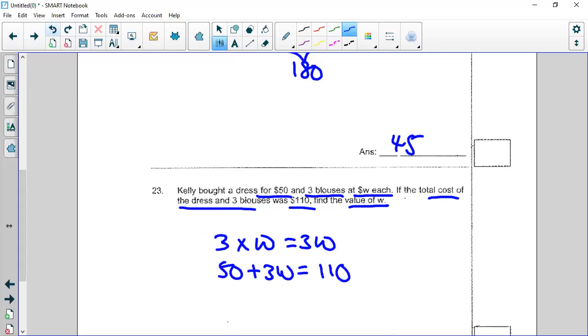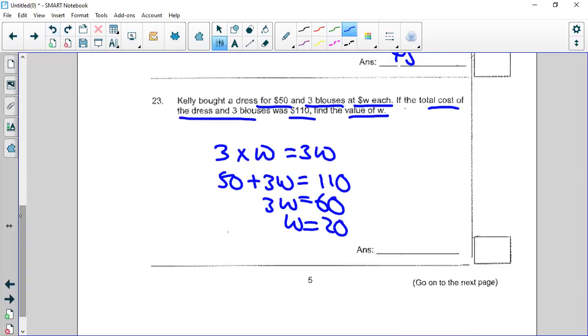Do you know how to do already? Then 3W or 3 units is equal to 110 minus 50, that'll be 60. Then 1 unit or 1W is 60 divided by 3, 20. So your answer is 20. So the value of W is $20.